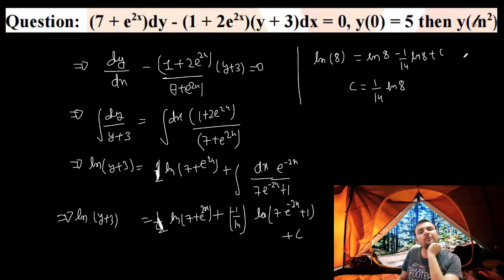X is ln whole square what? We are not given. If we are given, we can find its value. Ln whole square what? Ln 2. If it is ln 2, let's take it ln 2.